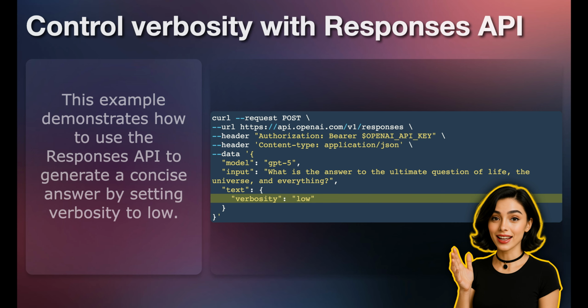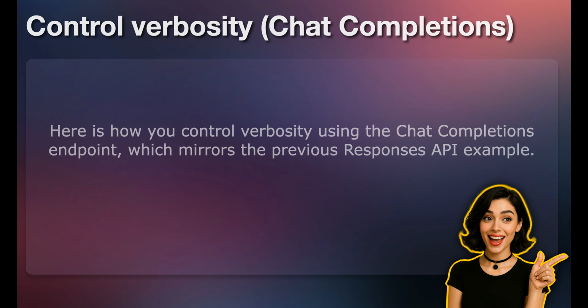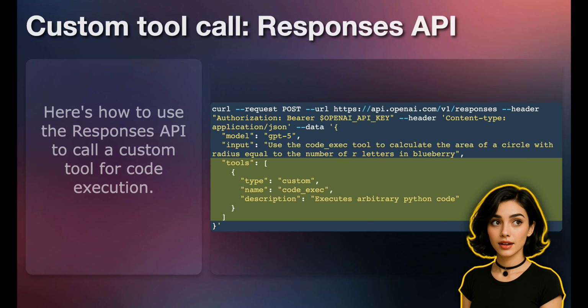This example demonstrates how to use the Responses API to generate a concise answer by setting verbosity to low. Setting verbosity to low is useful when you want short, to-the-point answers or minimal code without extra explanations. Here's how you control verbosity using the Chat Completions endpoint, which mirrors the previous Responses API example. The request still specifies the model, user message, and verbosity level, but uses the messages array and places verbosity at the top level.